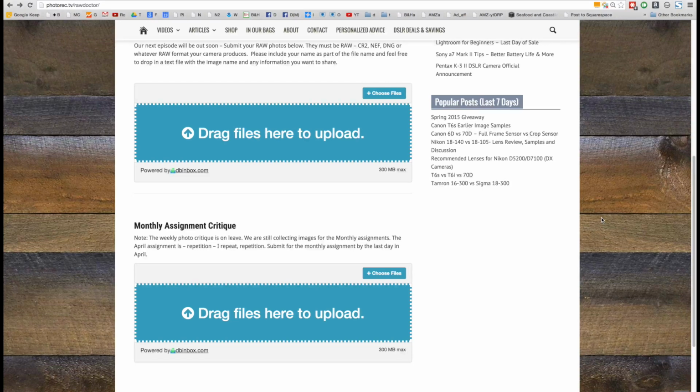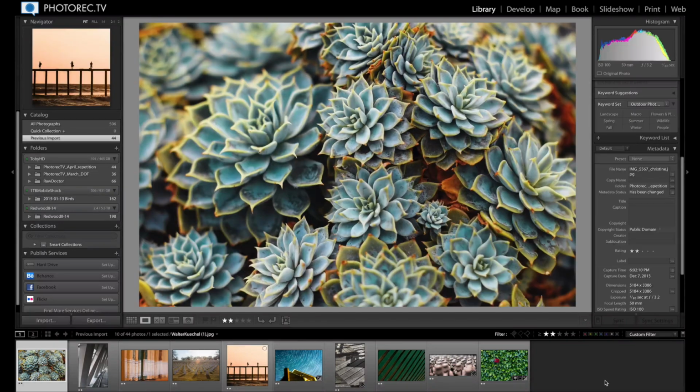Sounds good. Okay, let's get started with our group of this month's assignment, repetition. So this is our first image, and it's a great example of repetition. I am particularly fond of all the colors, the different colors. I like the little silvery teal color of the succulents, and then the live succulents, and then the rusty kind of color that's underneath them. I think that creates a really nice contrast.